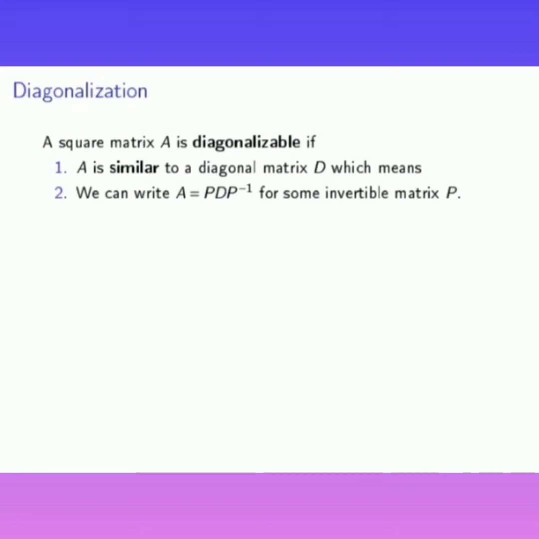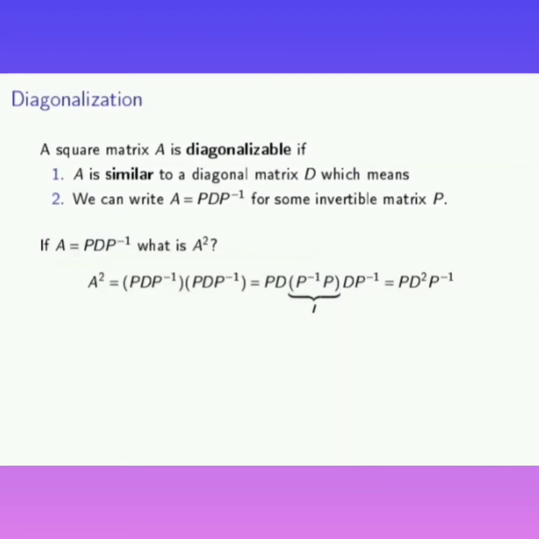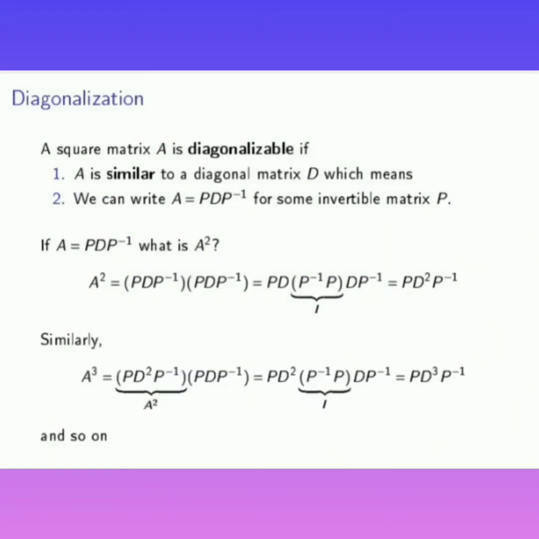P. If A is equal to P D P inverse, what is A square? A square is equal to P D P inverse into P D P inverse. We can write P inverse into P is equal to I, so we can write P into D square into P inverse.